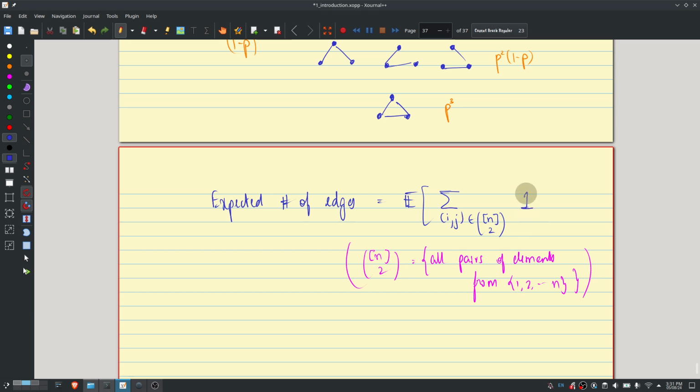So again, some more notation. I'll write a 1 with a subscript. So this is what I call an indicator random variable. It's basically a Bernoulli random variable, right? It's equal to 1 if this event occurs, that is (i, j) is an edge, and it's equal to 0 if (i, j) is not an edge.